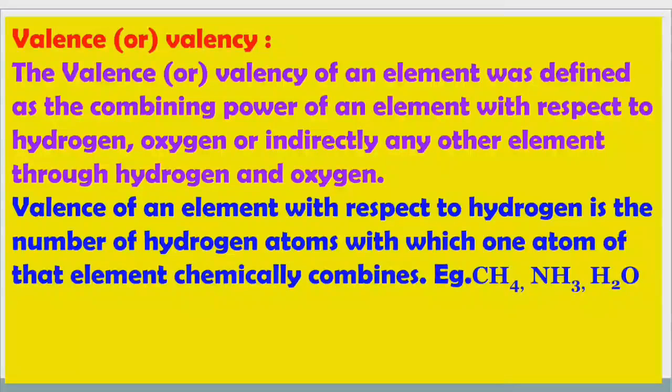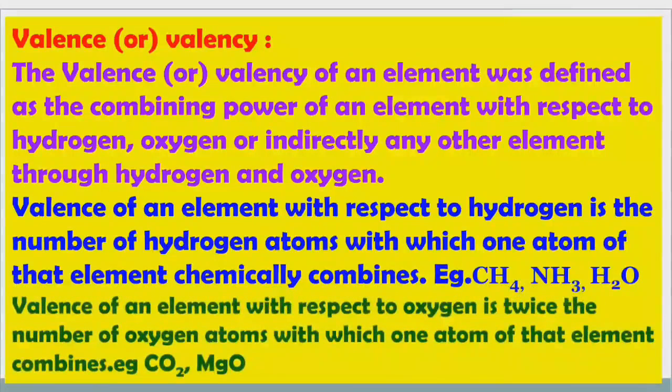So, what we can say? Valence of an element with respect to hydrogen is the number of hydrogen atoms with which one atom of that element chemically combines. We will see another definition. Valence of an element with respect to oxygen is twice the number of oxygen atoms with which one atom of that element combines. If it is oxygen, twice the number of oxygen atoms.